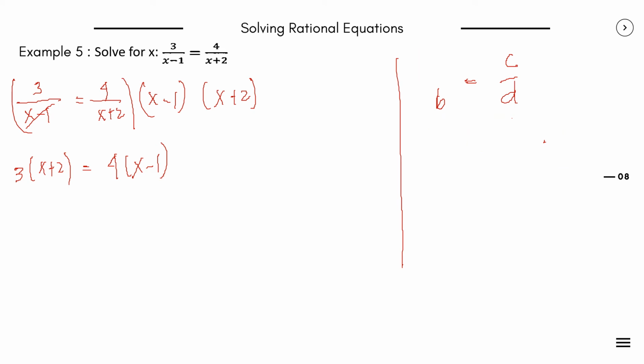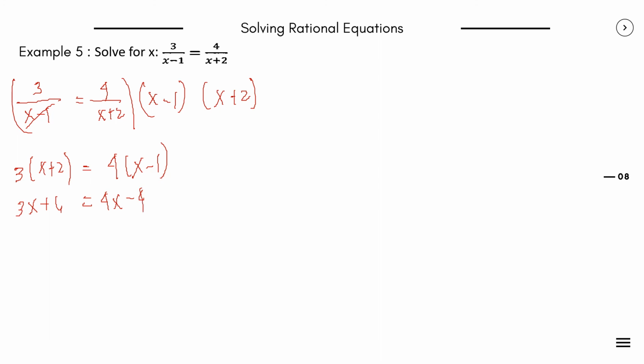So, let's find out. Ito yung theory na ina-apply or property na ina-apply natin dito, yung property ng proportion. Di ba? Lahat nagagamit. Alright, so let's simplify the equation. So, si 3, i-distribute natin siya sa loob ng parenthesis. So, 3x plus 6 is equals to 4x minus 4.